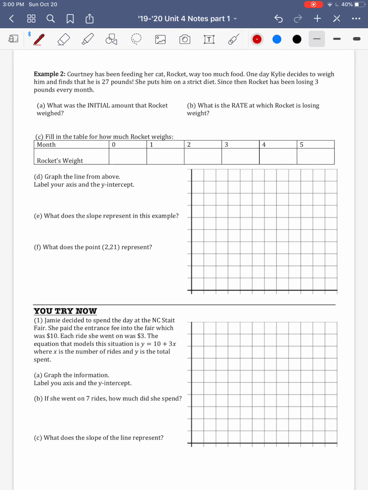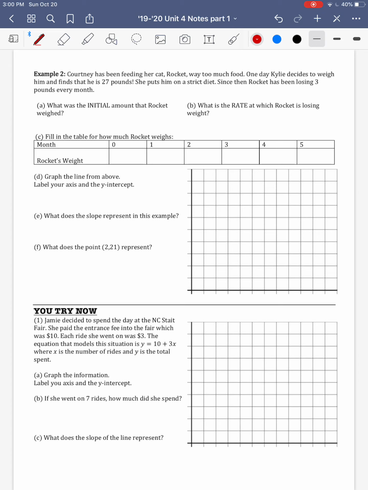So let's look at one more example before you try one on your own. So it says, Courtney has been feeding her cat, Rocket, way too much food. So one day, Kylie decides to weigh him and finds that he is 27 pounds. Holy cow. She puts him on a strict diet. Since then, Rocket has been losing 3 pounds every month.